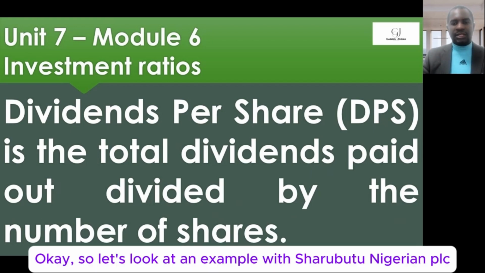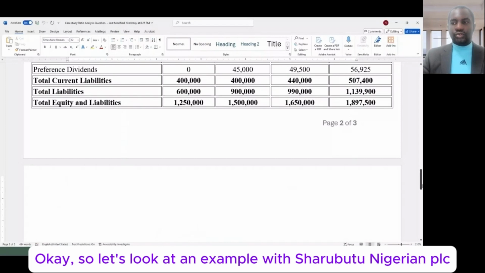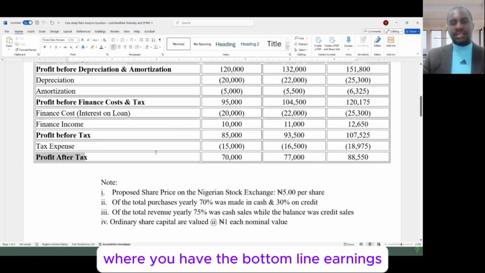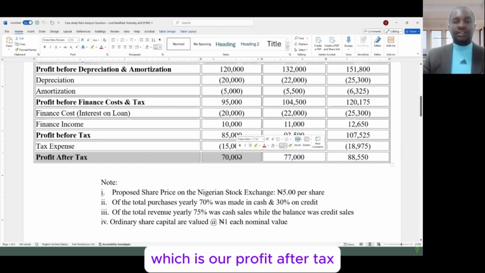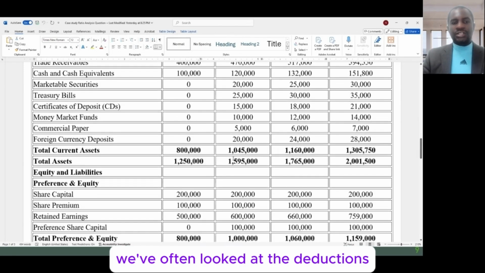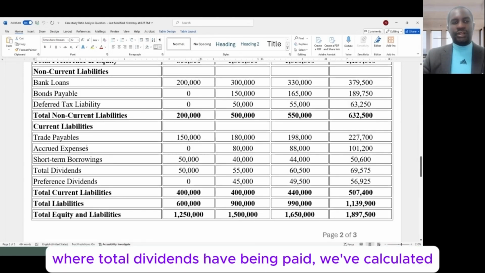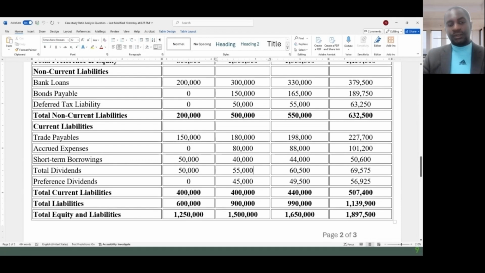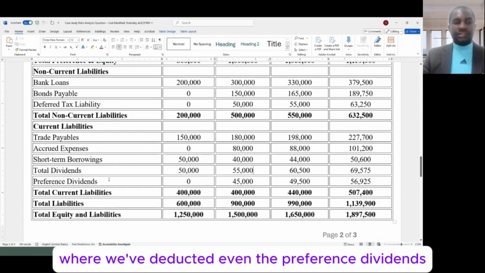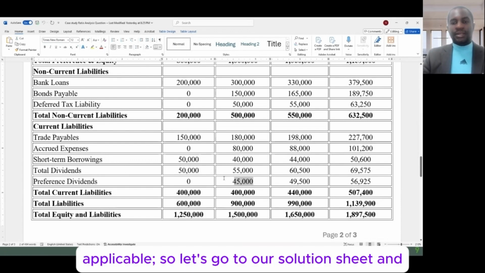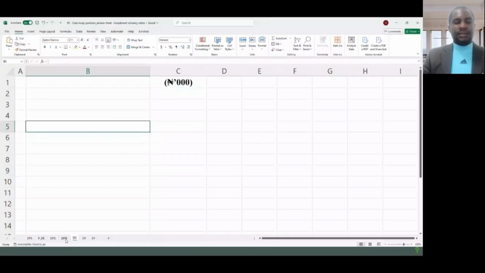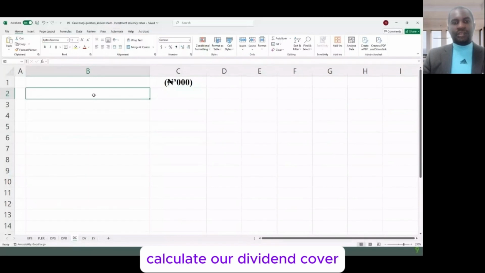Let's look at an example with Shareholders Nigeria PLC, where you have the bottom line earnings, which is our profit after tax. We've also looked at the deductions, where total dividends have been paid. We've calculated the dividends per share, the earnings per share, and the dividend payout, where we deducted even the preference dividends applicable. So let's go to our solution sheet and calculate our dividend cover.